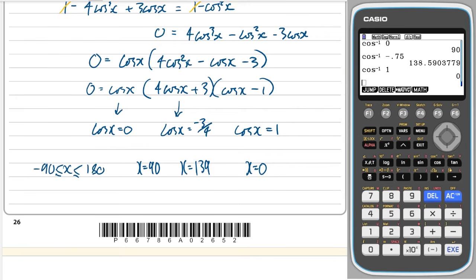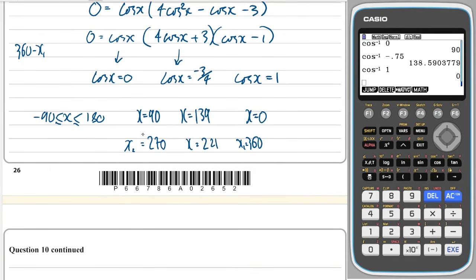Now, are there any additional solutions? Well, in order to find the second solution, what I always do for cos, I would do 360 minus the first solution. So 360 minus this one would give me 270. 360 minus 139 would give me 221, and this would give me 300. Okay, so none of those are good enough, but we can subtract 360 from any of these ones to see if we can get something else within the range. Now, if I subtract 360 from this one, I get minus 90. So that one is also a valid solution. So my solutions are minus 90, 0, 90, and 139.